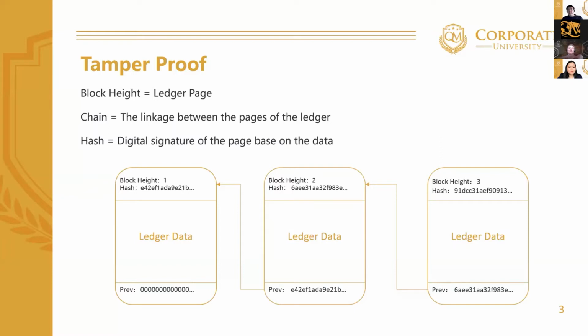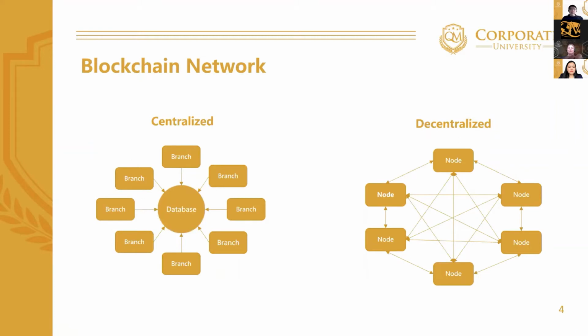So the new page will have the previous page's unique identifier to link them up. So you have page 1, page 2, and page 3 of the blocks of data, all right? Look at this diagram: you can see that page 2 will have the previous page, page 1's hash. Page 3 will have the previous hash of page 2. So this is how they chain all the blocks together to form a sequential set of transactional data, all right? So this is the fundamental of blockchain, right?